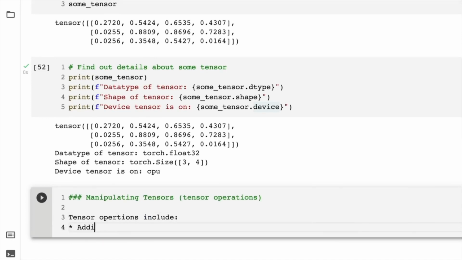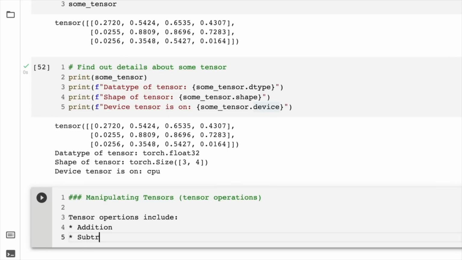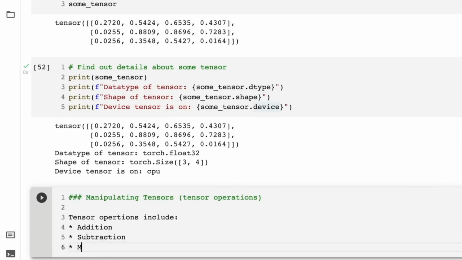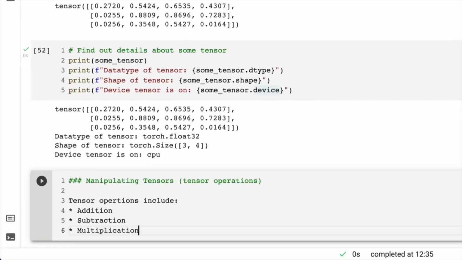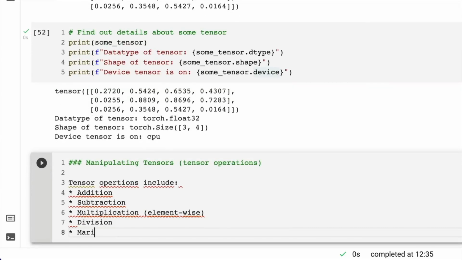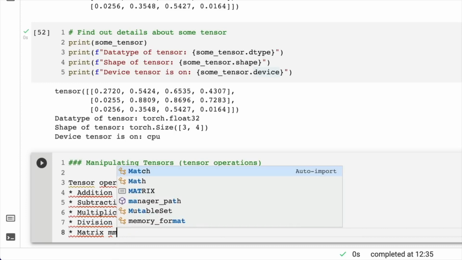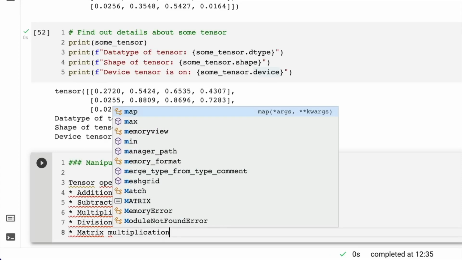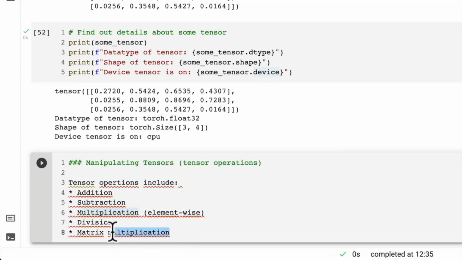addition, subtraction, and these are the regular addition, subtraction, multiplication. There are 2 types of multiplication that you'll typically see referenced in deep learning and neural networks: division and matrix multiplication. And the ones here, so addition, subtraction, multiplication, division, are your typical operations that you're probably familiar with. The only different one here is matrix multiplication. We're going to have a look at that in a minute.